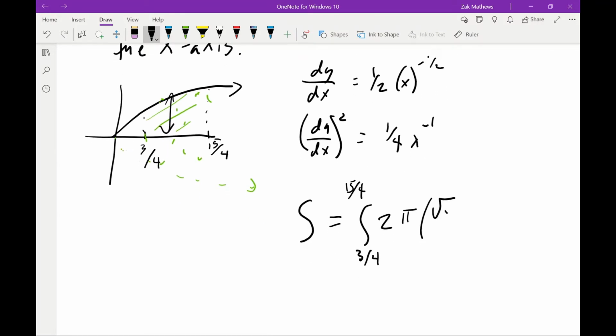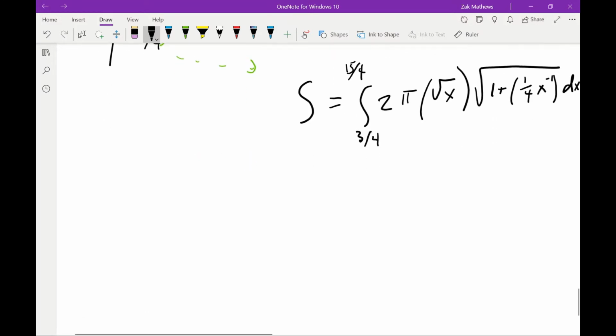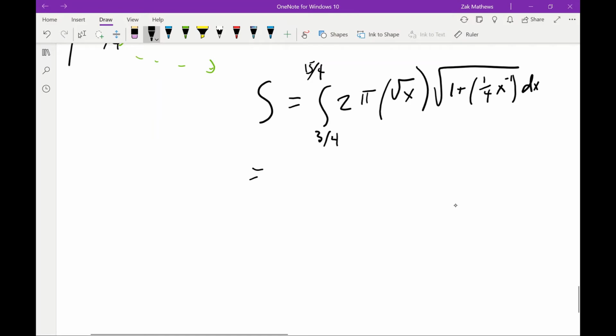So the square root of x times 1 over 4x to the negative 1 dx, because remember this was already the dy/dx squared. So we have our 2 pi, our y, and this is not right. Let's try that again. We need not just the dy/dx squared, we need the square root of 1 plus dy/dx squared, so that's going to be the 1/4 x to the negative 1. Then we have our dx, so that looks better. And so let's work on simplifying this integral.